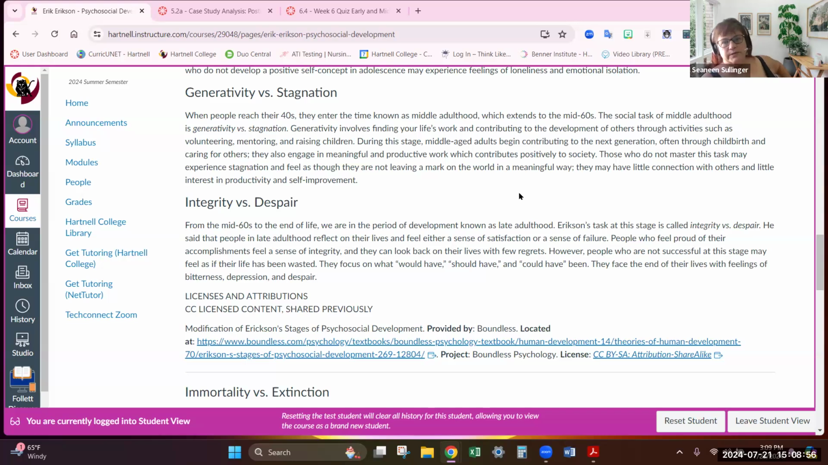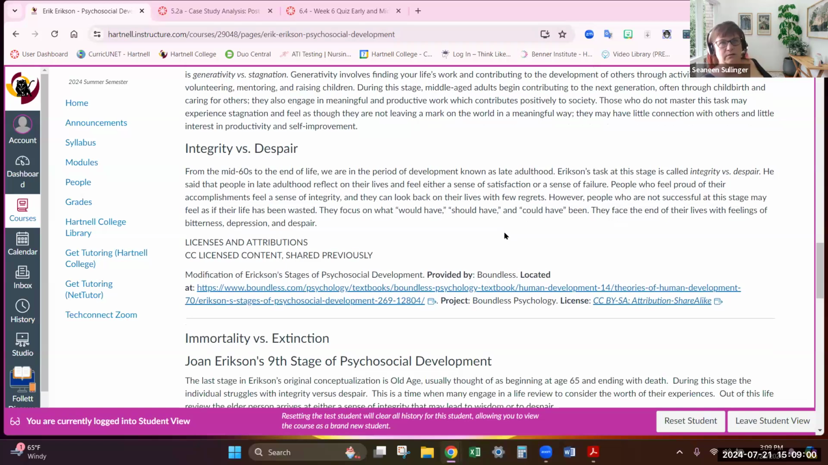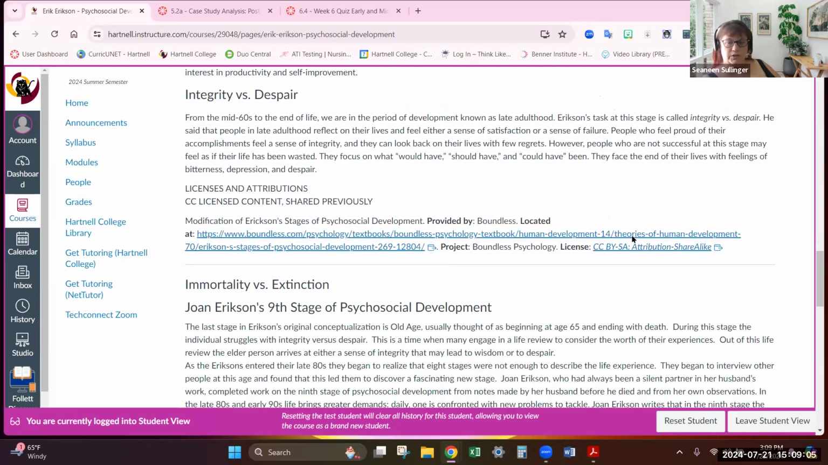There is another stage that has been found. So Joan Erikson was Erik Erikson's wife. She worked a lot with him on these theories. And so they did, as they aged, which I think is really cool. So as he got older, they developed this ninth stage called immortality versus extinction.